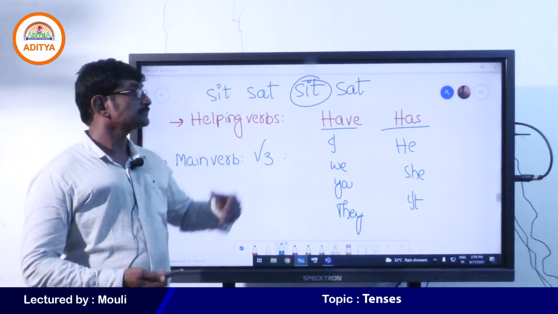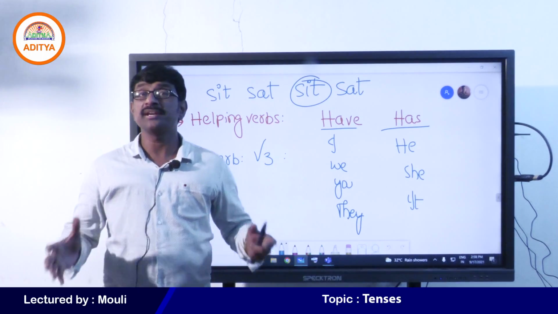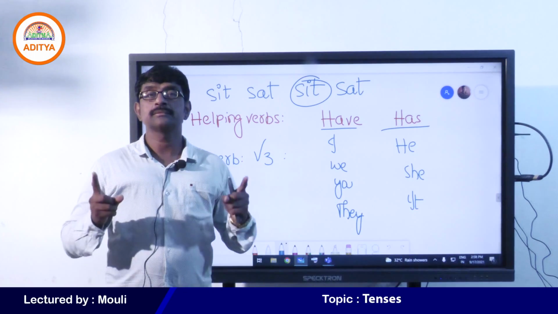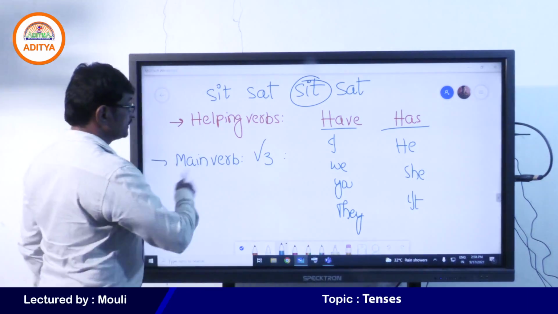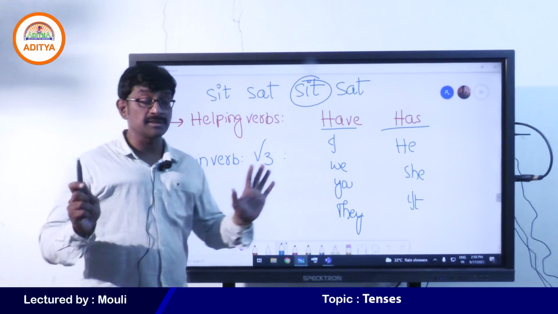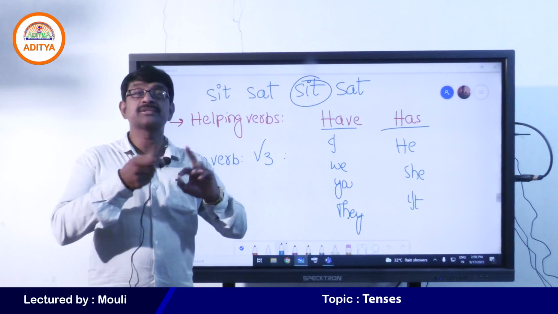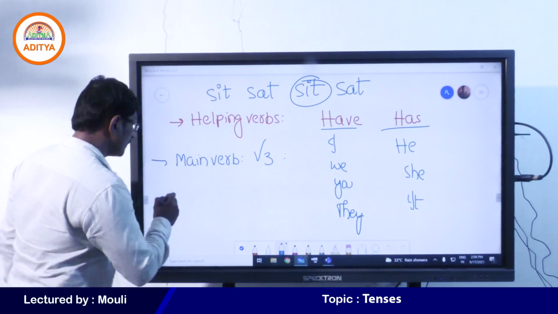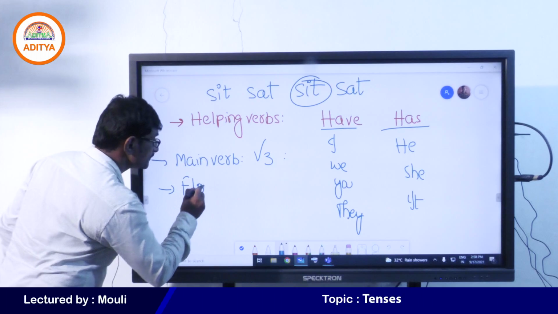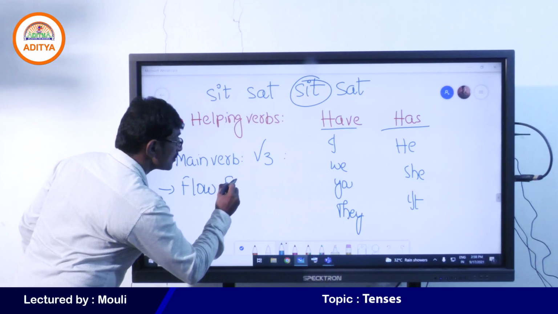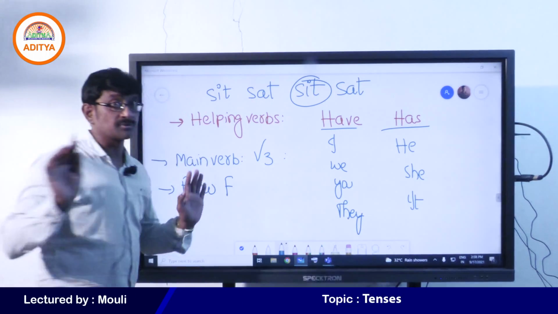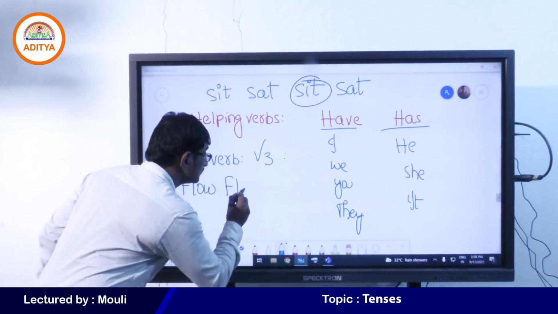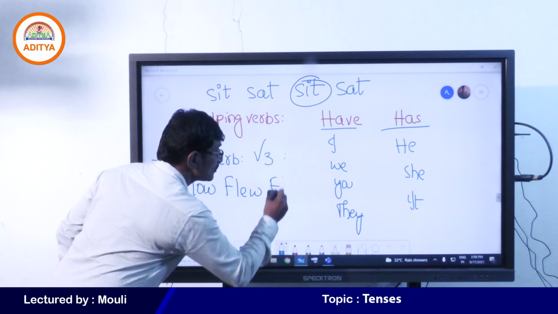See now? So such kind of simple mistakes we have to avoid. Definitely. So now you see, main verb V3, you should be very cautious. Go, went, gone. Fly. Okay. Flow, flew, flown. Second one, third one I want from you. Flow, flew, very good. Flown.